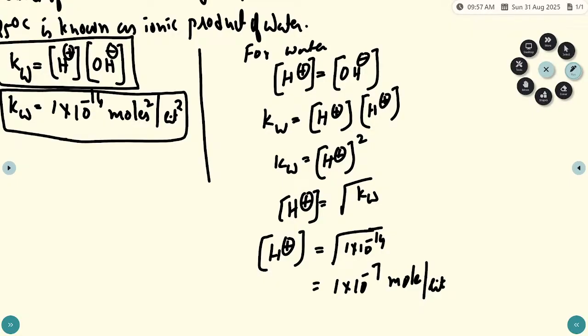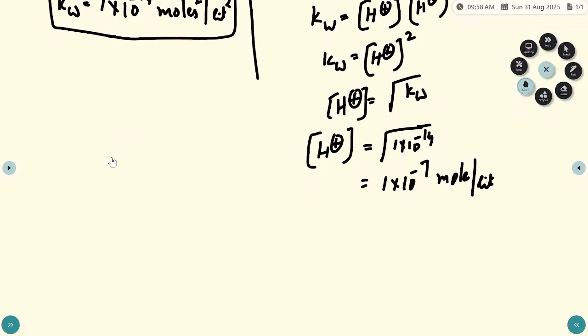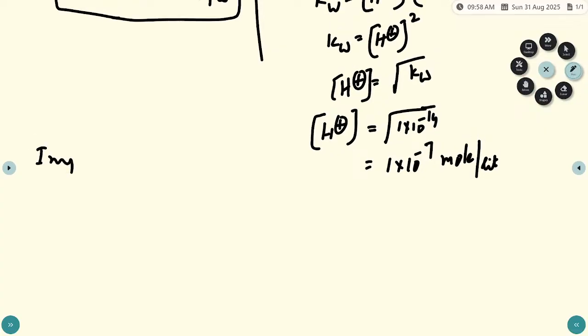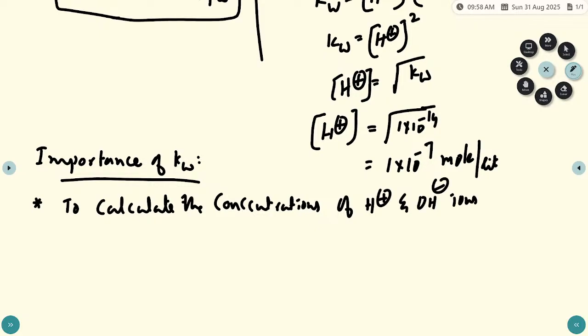And next, the importance of Kw, or the importance of the ionic product of water. Since this can be asked along with it, write it down. There are two importances. Number 1, it is useful to calculate the concentrations of H plus ions and OH minus ions.